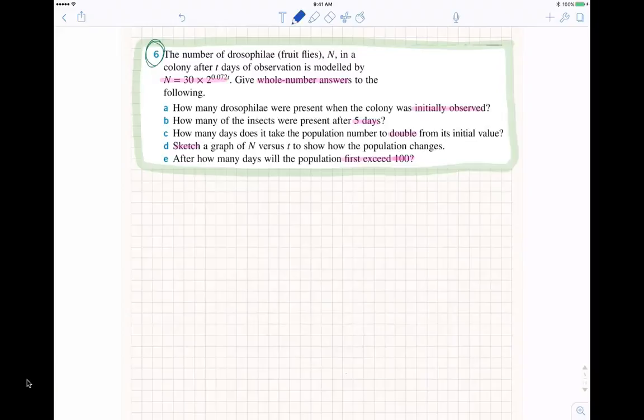Question 6. The number of Drosophila, or fruit flies, n in a colony after t days of observation is given by n equals 30 times 2 to the power of 0.072 times t. Give whole number answers to the following. How many flies were present when the colony was initially observed?